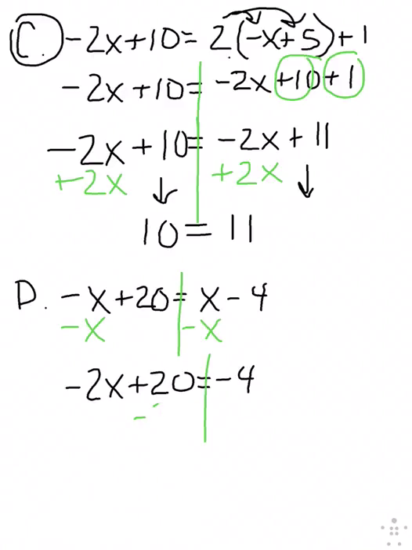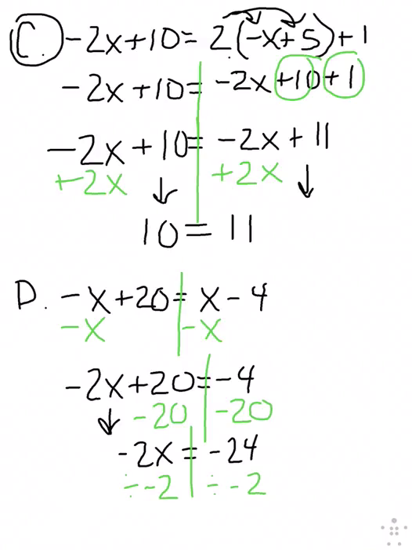Still combining like terms, I do a minus 20. Bring down the negative 2x. Negative 4 minus 20 is negative 24. And the last step is to divide, in this case dividing by negative 2. Negative 24 divided by negative 2 is a positive 12. x equals 12. That is a one solution problem, and so D is not a correct answer.